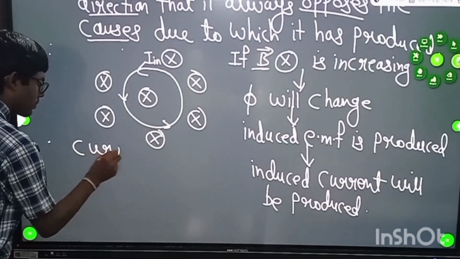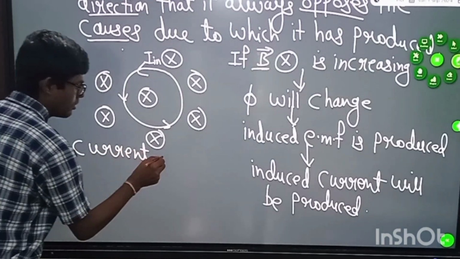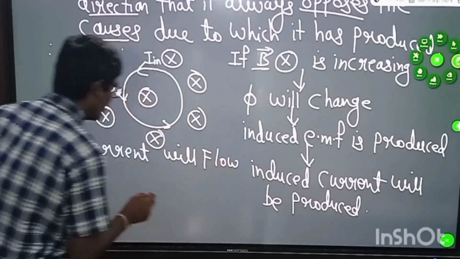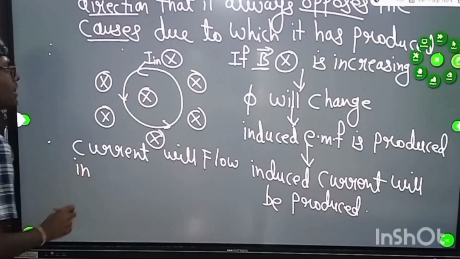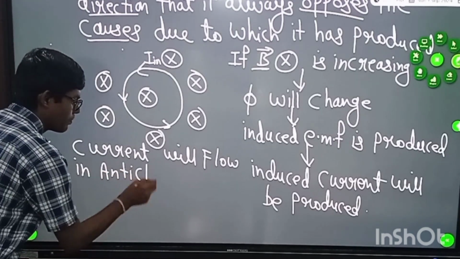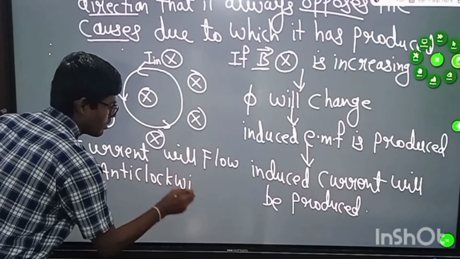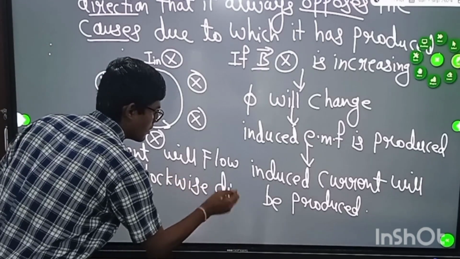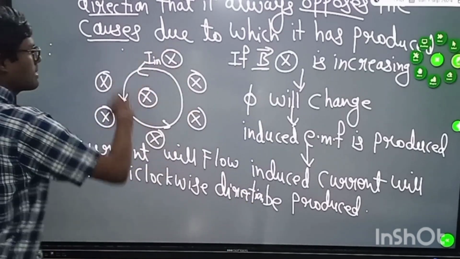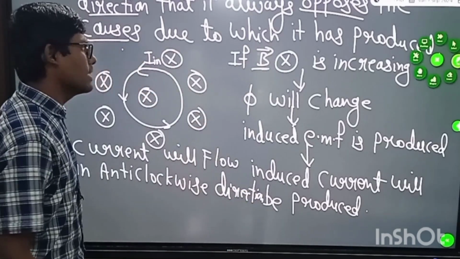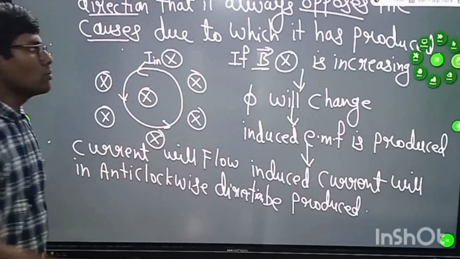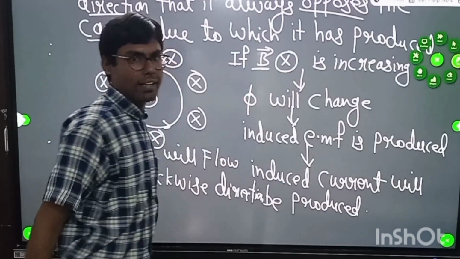So in this case, if the magnetic field is increasing, induced current will flow in the anti-clockwise direction so as to oppose this increasing magnetic field.